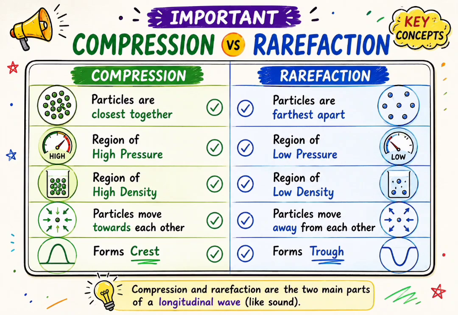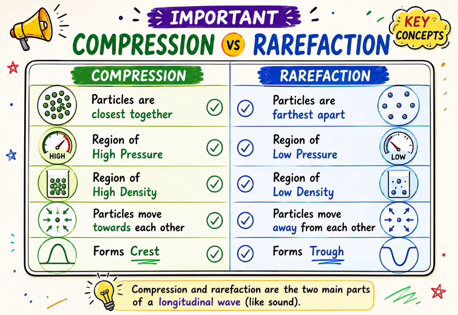Now, let's compare both of them in detail. Let's compare compression and rarefaction side by side. In compression, particles are closest together. In rarefaction, particles are furthest apart. Compression is the region of high pressure and high density. Rarefaction is the region of low pressure and low density.